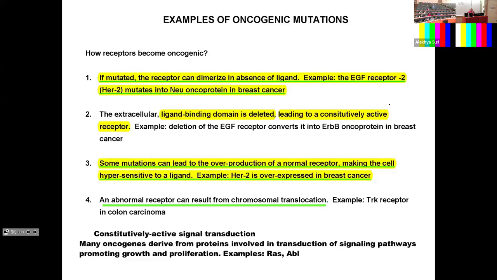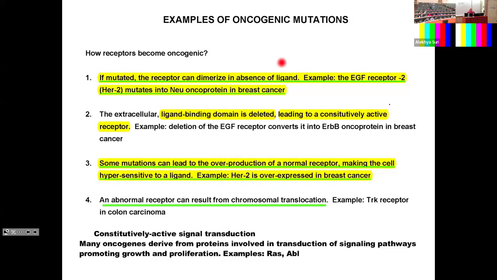That is why it's important, and I'm bringing to you this concept. Also, sometimes mutations can lead to overproduction of a normal receptor. So this is the example of the HER2 overexpressed in breast cancer. And another thing is abnormal receptor resulting from chromosome translocation. This is another thing. What happens is constitutive active signal.